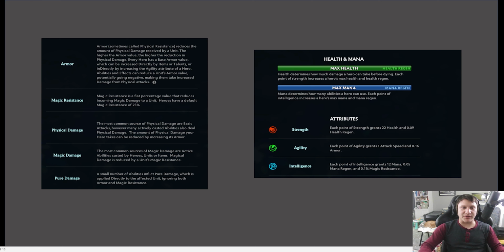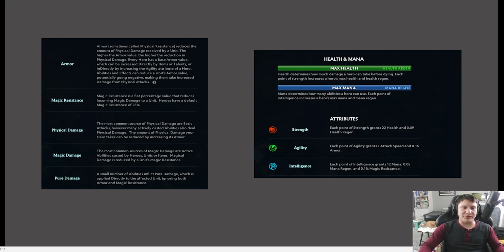Now on the flip side of these, we're looking at the types of damage right underneath, which is physical damage. The most common source of physical damage is basic attacks. However, many actively cast abilities also use physical damage. One example of this would be Witch Doctor's Totem. The damage that your hero takes can be reduced by increasing your armor.